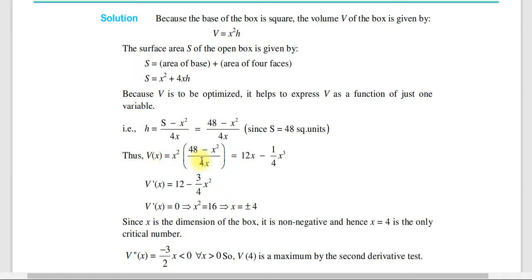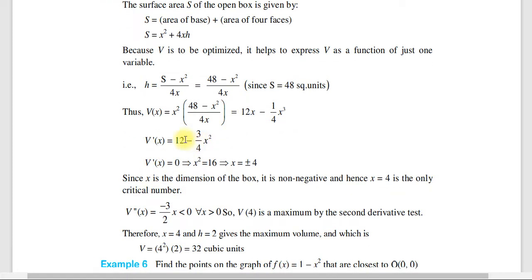Because V is x square times h, and h is (48 minus x square) over 4x, as we said. We substitute it here, so 12x minus 1 over 4 x cube comes. So we take V prime at x, which is 12 minus 3 over 4 x square. Then, to find the critical number, V prime at x is equal to 0, and x square is equal to 16, that is x equal to plus or minus 4. Since x is the dimension of the box, it is non-negative and hence x equal to 4 is the only critical number.